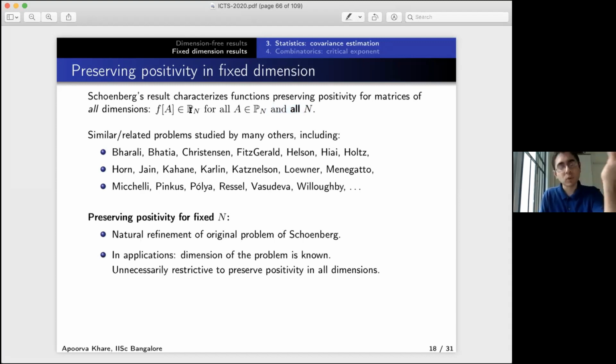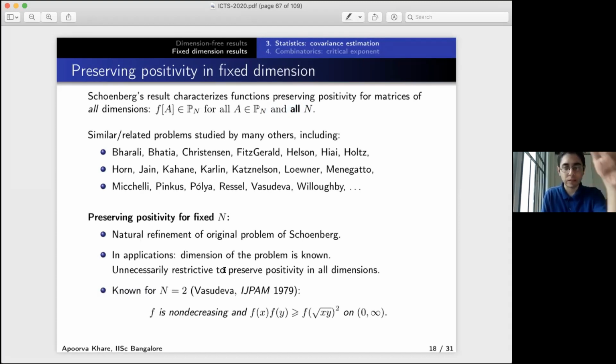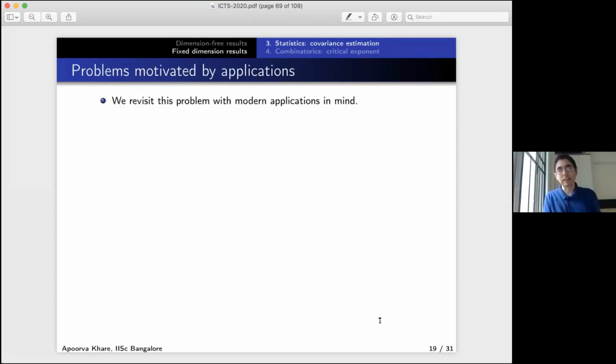So 1 by 1 and 2 by 2 are easy, they are known. In fact, Harkrishan Vasudeva in 1979 answered the question for 2 by 2. It's not very difficult; that's the only characterization, let's say if you restrict to matrices with positive entries. What about 3 by 3? 3 by 3 is still open. So this is a very challenging problem. Even for 3 by 3 matrices, we do not know all the functions which preserve positivity in a fixed dimension. I'll get to exactly how challenging in a minute, in the next slide.